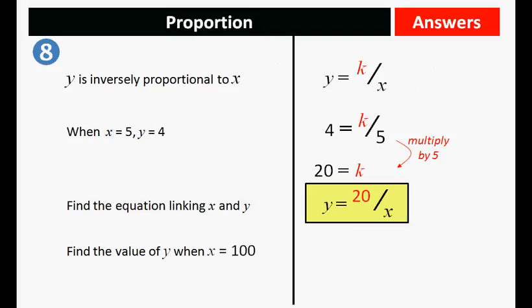And it says find the value of y when x is 100. So just put 100 in instead of x. Y equals 20 divided by 100. So that is easier than the last one because you haven't got to rearrange it. 20 divided by 100 is 0.2. So when x is 100, y is 0.2.